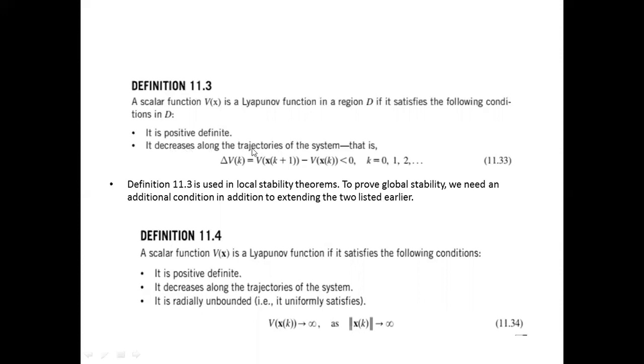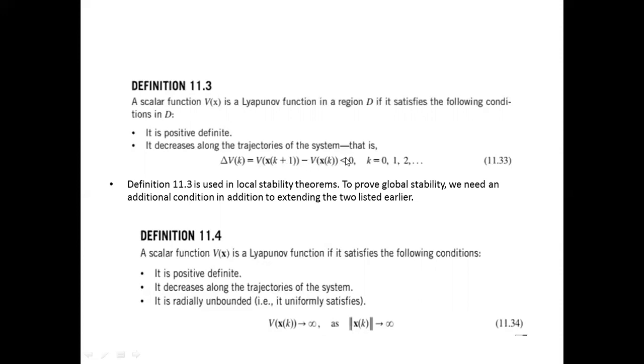It decreases along the trajectory, meaning the response of the system. Okay. So suppose the del of V of k. Del of V of k means the change in the two states. This is the present state and this is the future state. Now, suppose this is the difference between the two states. This is present, this is future.